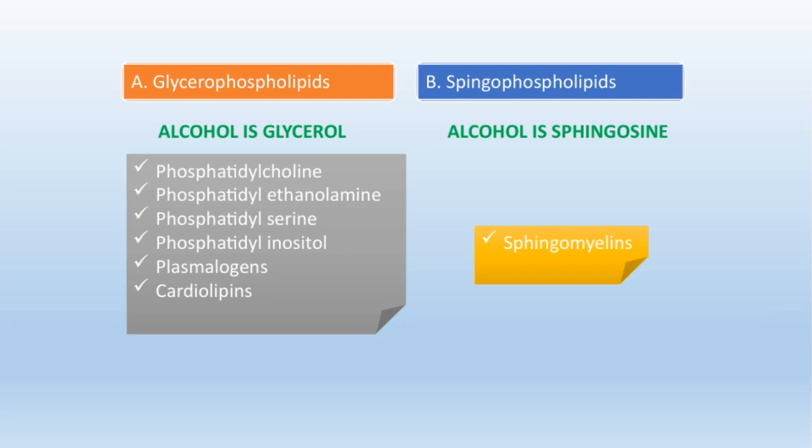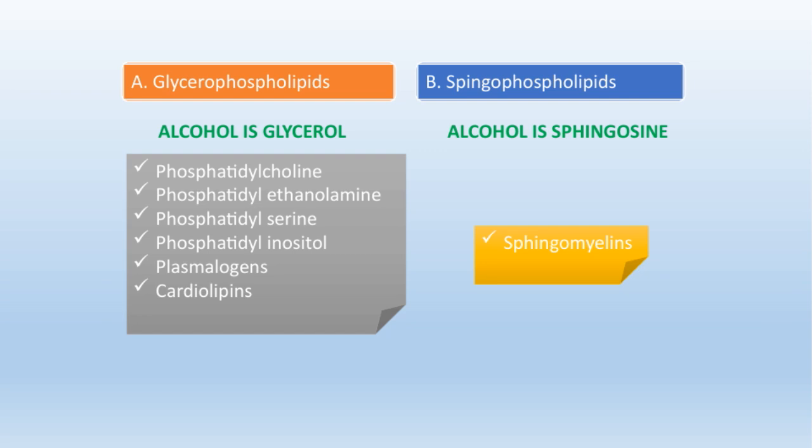Let's take a closer look at sphingomyelins, which are a type of sphingolipid. They play a crucial role in cell membrane structure and signaling. Moving on, we see phosphatidylcholine, a major component of cell membranes, known for its role in membrane integrity and lipid metabolism. Next is phosphatidylethanolamine, which also contributes to membrane fluidity and is involved in various cellular processes.